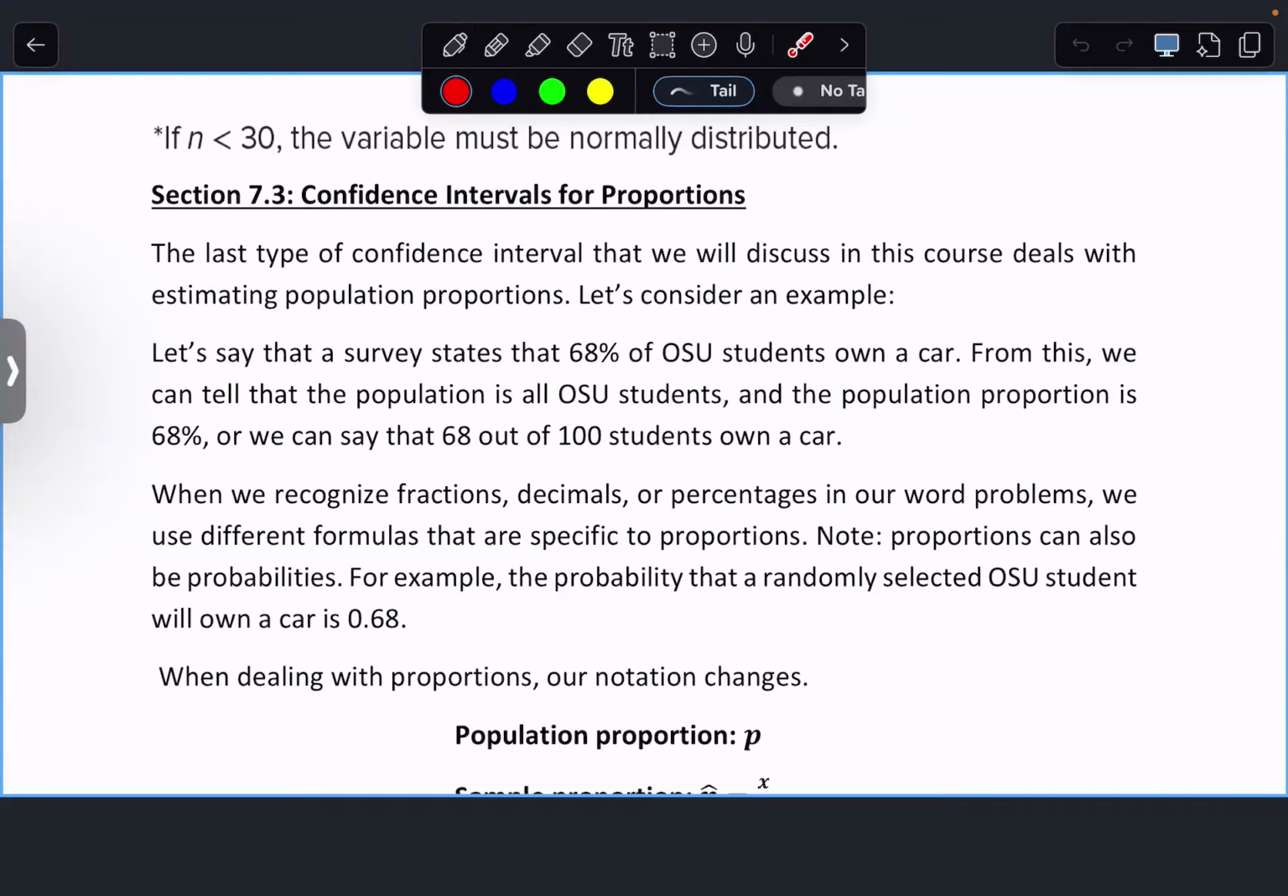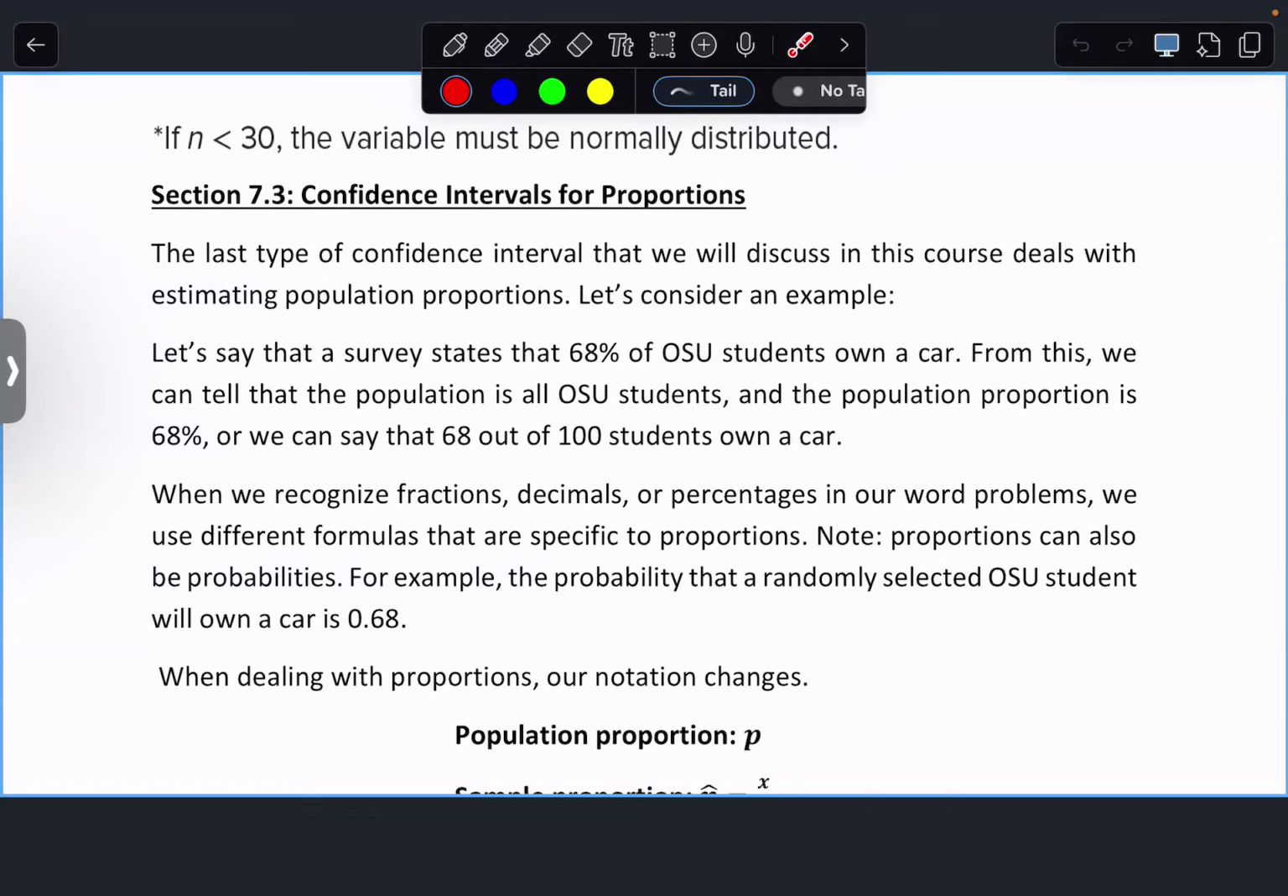I may also want to know what percentage of students in OSU drive to school. In that case, my population will be all the students in OSU, and the subset of interest will be those who drive to school. Now if I know that 68 of them drive to school and there are 100 students in OSU, then that proportion becomes 68 out of 100.